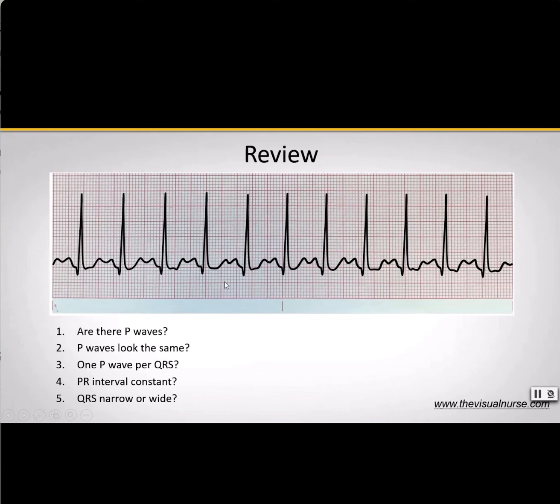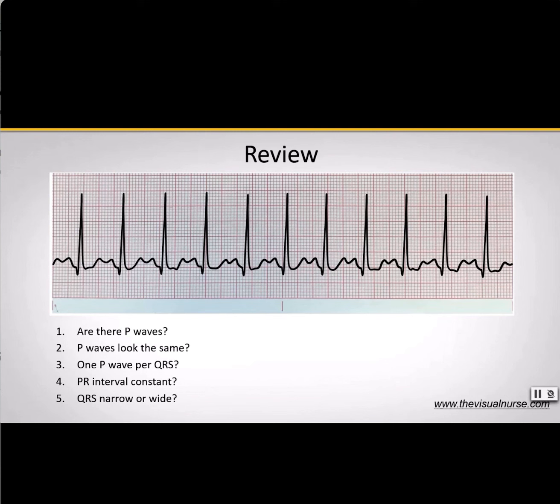The PR interval is constant, so that tells us it's taking the same time for that atrial impulse to reach the ventricles, and the QRS is narrow, which confirms that it's coming from above the ventricles. Okay, so 6-second rhythm strip. Let's go ahead and work through RP and Q times 2, right?